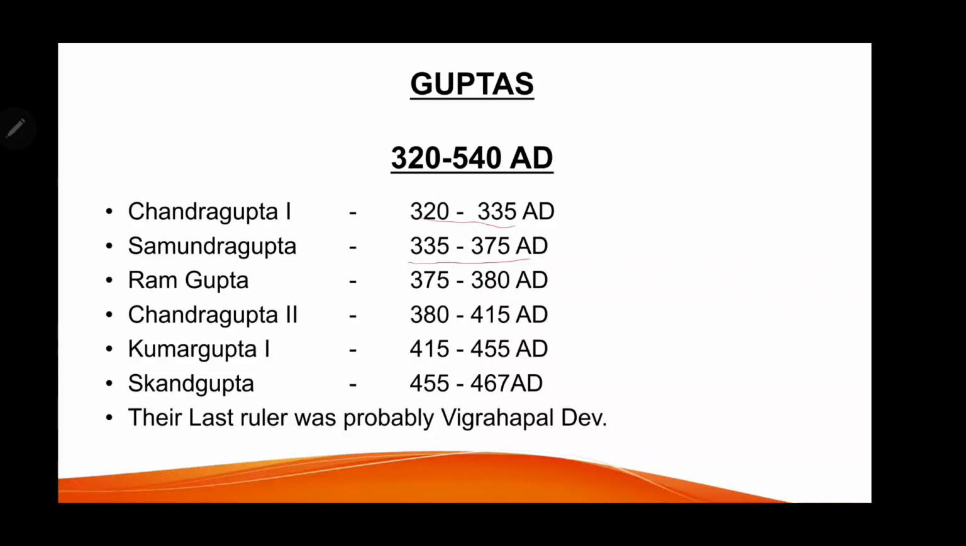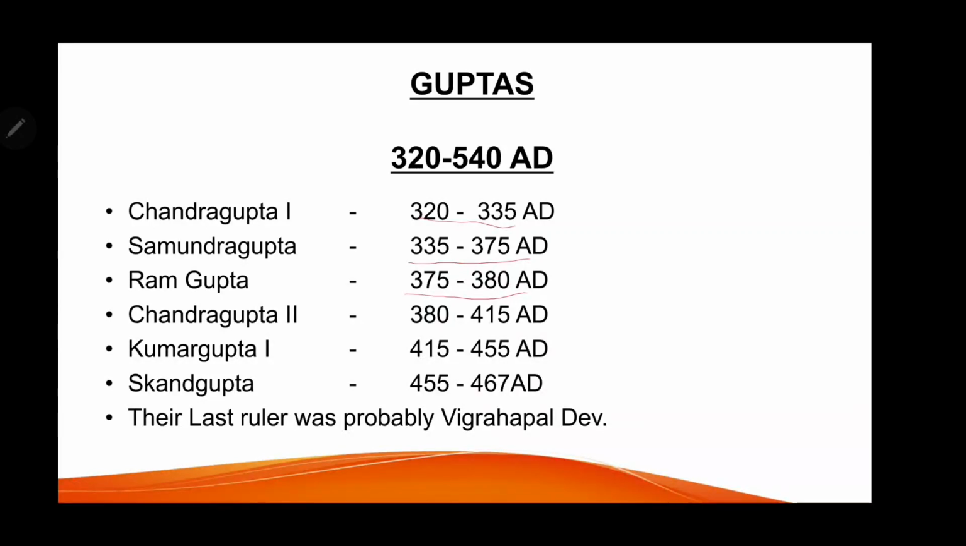Samudragupta was the first king who united India politically from north to south and east to west. He is the first North Indian king to conquer South India. That is why he is styled as the Indian Napoleon. He was succeeded by his son Ramgupta, who ruled for 5 years, that is 375 to 380.